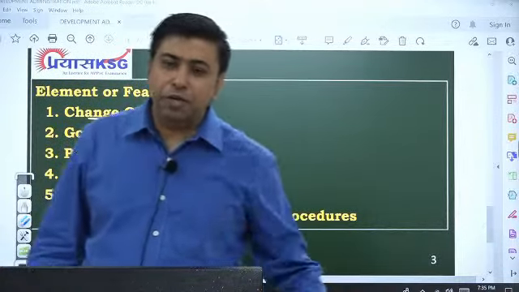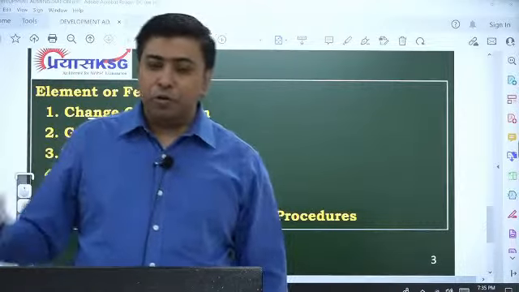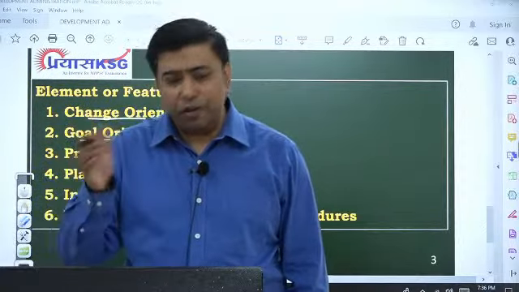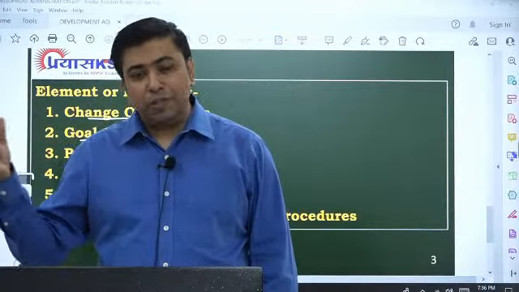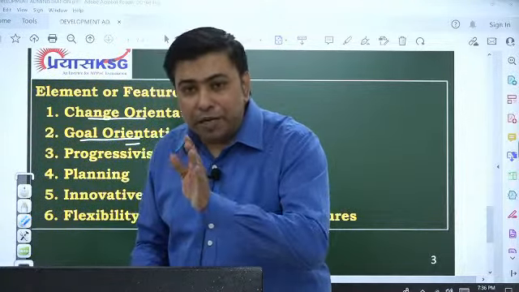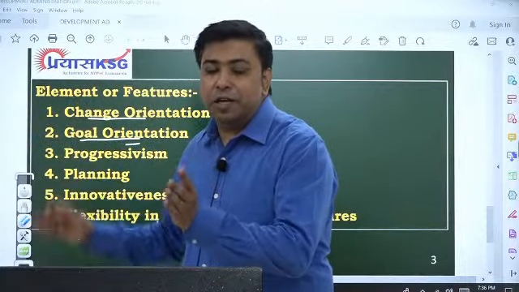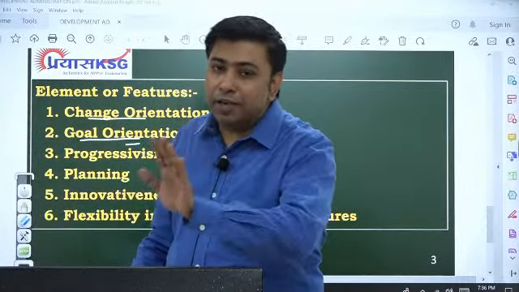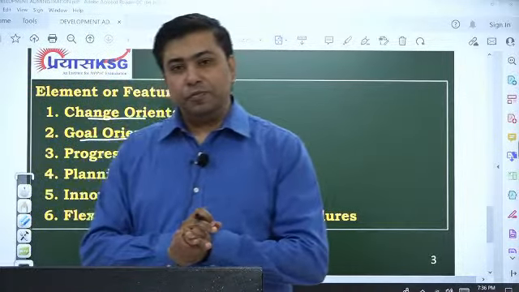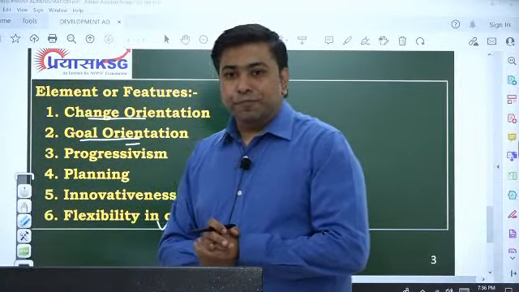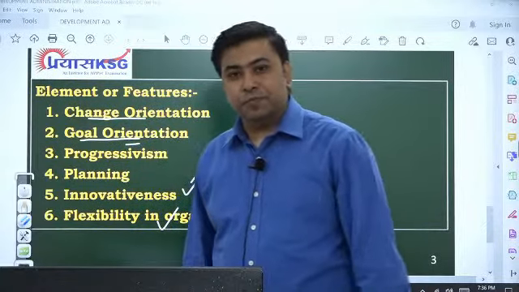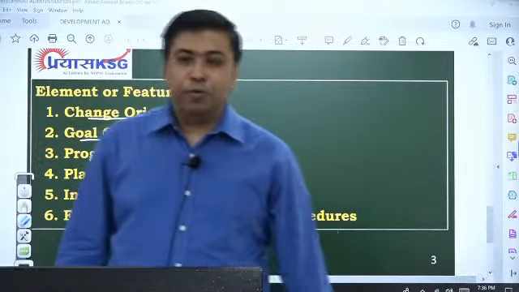मेरे ख्याल से आप समझ गए होंगे कि if administration of different ministries and departments of government of India or administration of different countries is able to attain and adopt the basic features of development administration, then we can designate that particular type of administration as a development administration. ठीक है? So this was the thought of development administration. I hope you got my point.